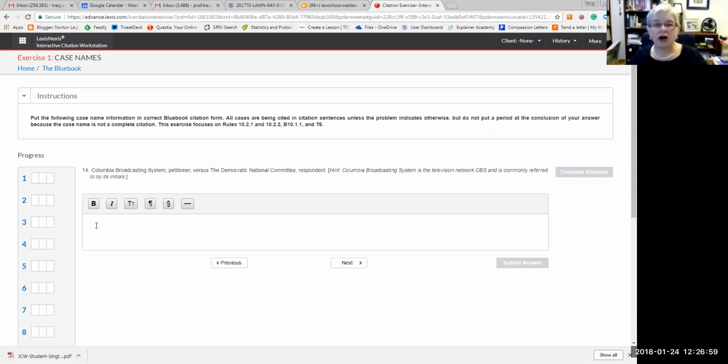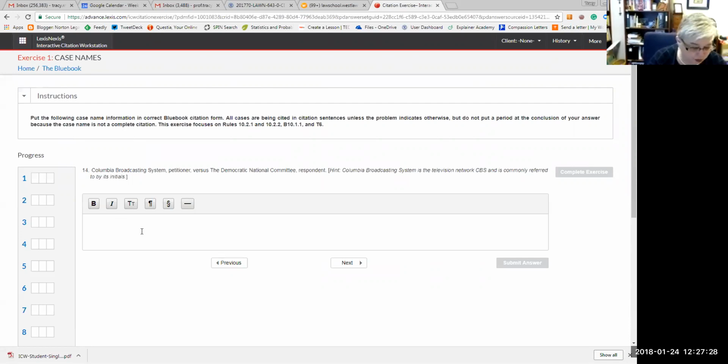So we're going to start, there's a two-step process, remember. We're going to start by eliminating the things that Rule 10 tells us to eliminate, and we're going to abbreviate what remains. And so Rule 10.2 covers the case name portion of the citation, so that's where we're going to be for this exercise. So Columbia Broadcasting System, petitioner. There's nothing as you look through the rules that indicates that Columbia Broadcasting or system should be omitted.